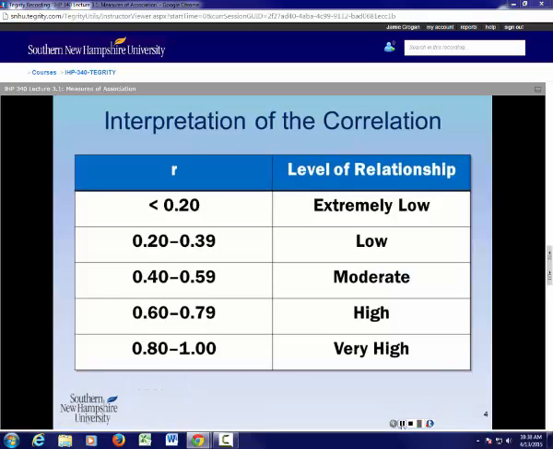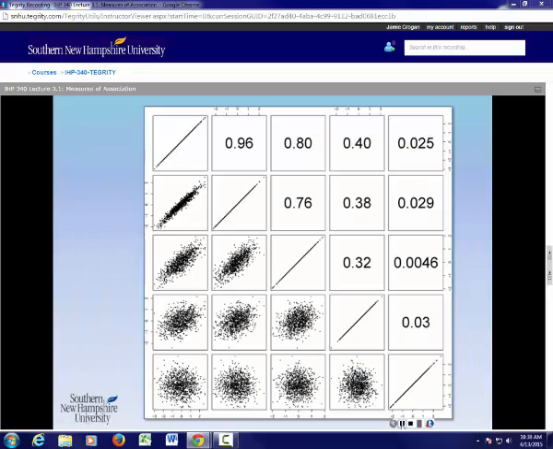Generally speaking, this is how we interpret correlations. Low correlations tend to be in the 0.2s and 0.3s. High correlations tend to be in the 0.6s, 0.7s, 0.8s, and above. So in this picture, there are a bunch of hypothetical variables that are plotted. Let's just focus on a couple of them.